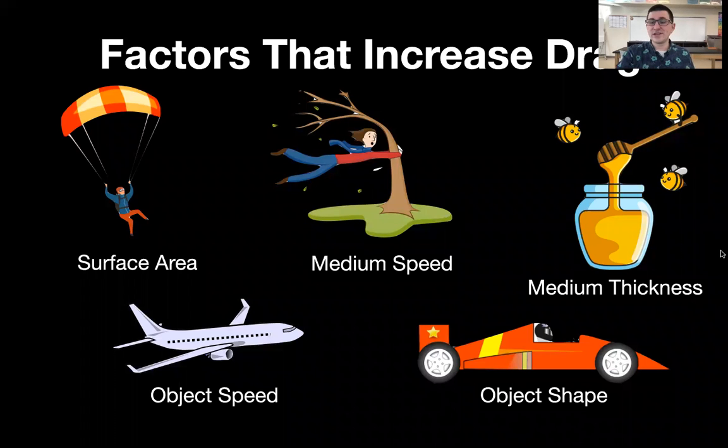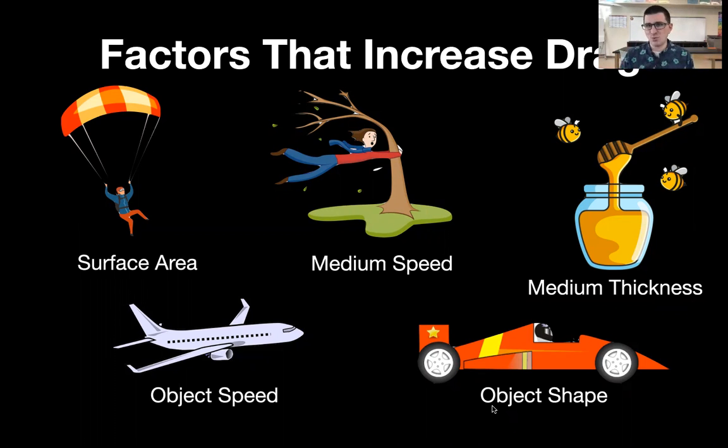If the medium is really thick, for example, water versus air or honey versus water, then you're going to hit more molecules of the fluid just by going through it based on how thick it is. And the last thing that's going to influence it is the object shape and also the texture a little bit. So these are the 5 things that influence drag. And the most important question to remember is what is going to cause you to hit more air molecules? If it causes you to hit more molecules, it's going to cause more drag.